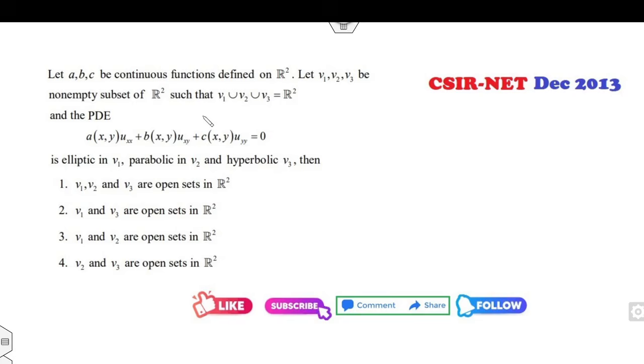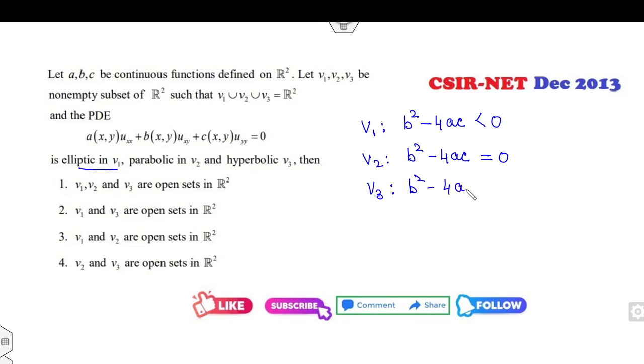Let a, b, c be continuous functions defined on this domain such that V1, V2, V3 are the elliptic, parabolic and hyperbolic regions. V1 is elliptic, that means b squared minus 4ac is less than 0. V2 is parabolic, b squared minus 4ac is 0. V3 is hyperbolic, that is b squared minus 4ac is greater than 0. Then V1, V2, V3 are open sets, closed sets and so on.